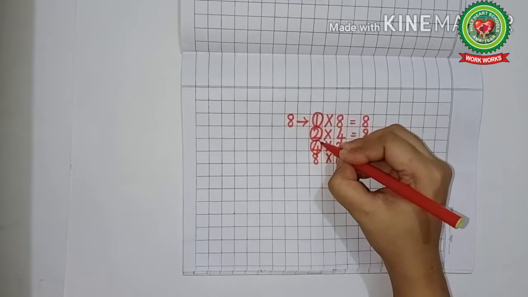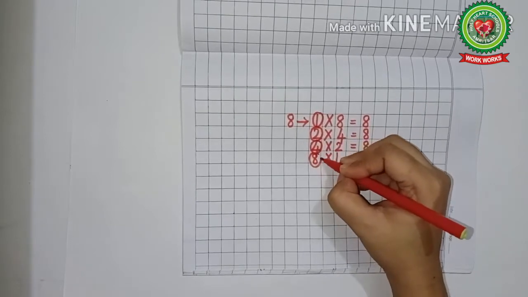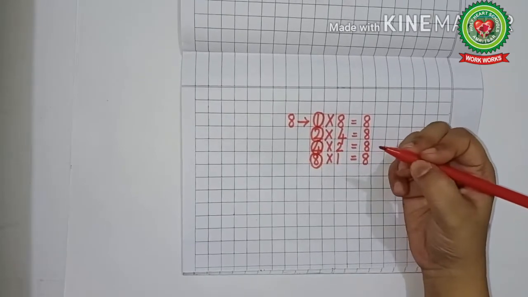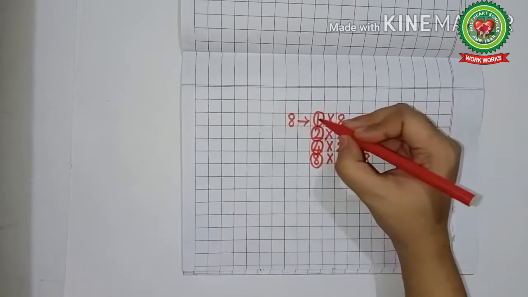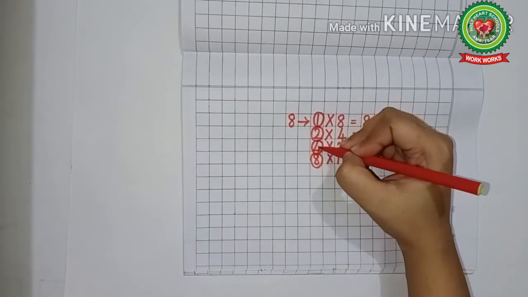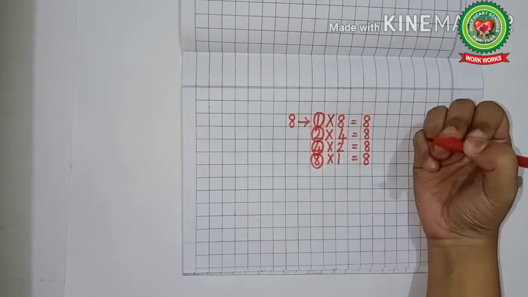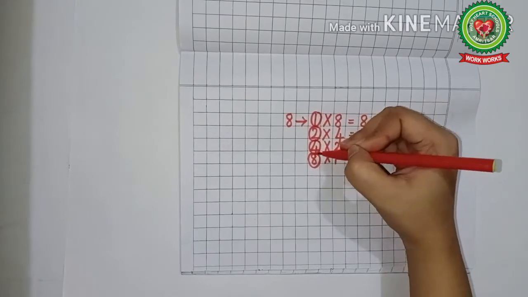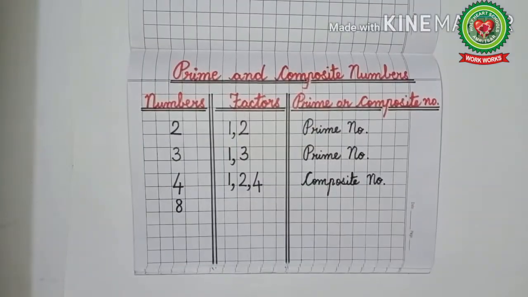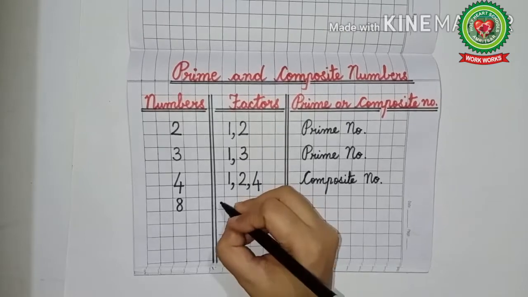8 comes in the table of 4. 8 comes in the table of 8. That means 8 has how many factors? 1, 2, 3, 4 factors, that is 1, 2, 4 and 8. So what are the factors of 8?